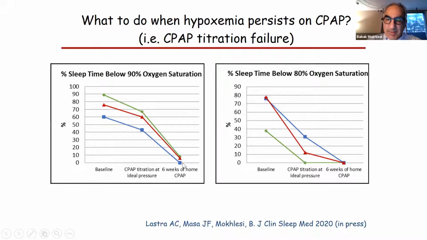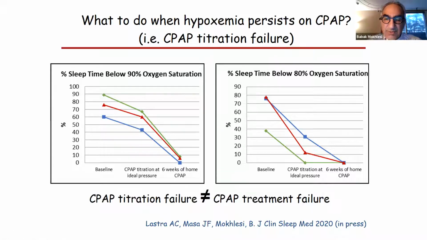And in 6 weeks, they came back to the sleep lab. And they slept under home CPAP settings, which was, 2 of them were CPAP of 20. The other one was CPAP of 17. And you can see that the hypoxemia that was present during the titration was all gone. The point I'm trying to make here is that CPAP titration failure, defined as persistent hypoxemia during CPAP titration, is not necessarily equivalent to CPAP treatment failure.